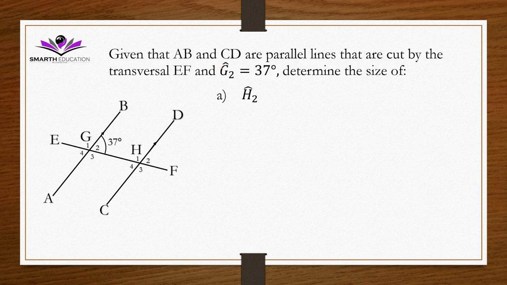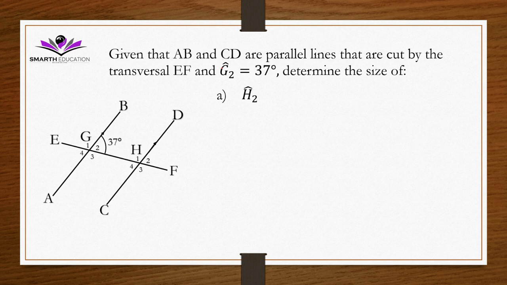Given that AB and CD are parallel lines that are cut by the transversal EF, and G2, angle G2, is 37 degrees, determine the size of H2. Remember, you can pause the video and be ahead of me, okay? And then after that, you can mark your work.